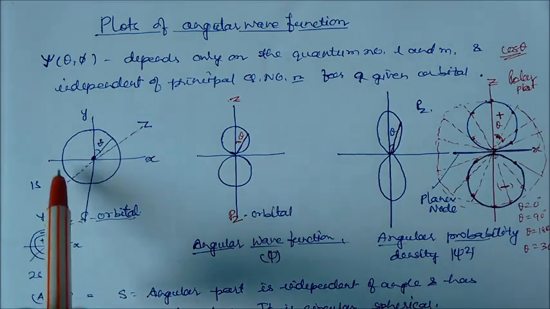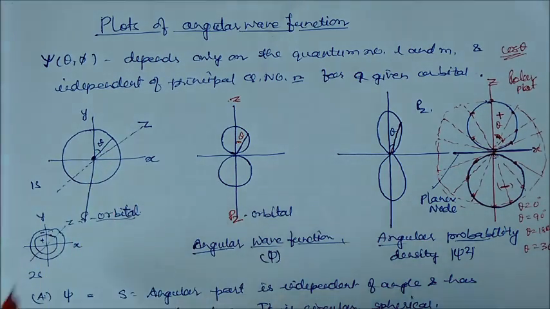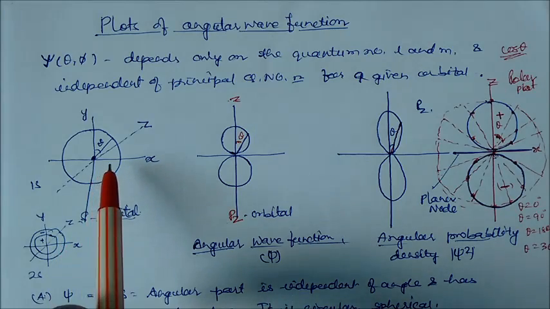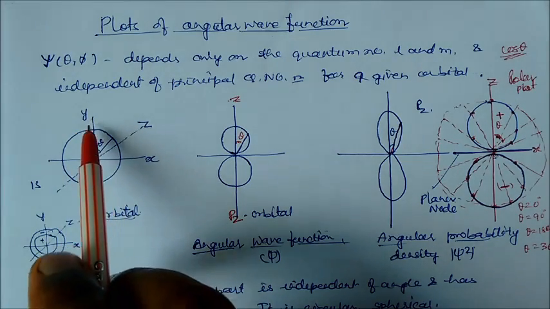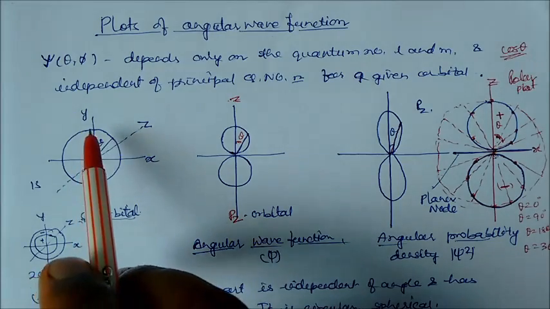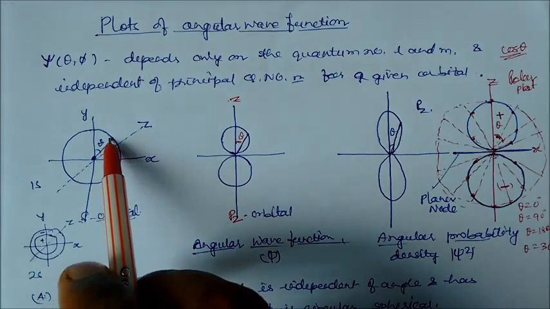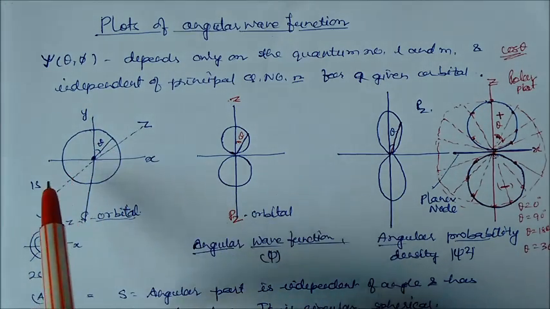So in the case of s, what happens? You can see this is the graph, a spherical graph. This comes from mathematical calculation. So we can see here the s orbital looks like this. This is the theta, this is the angular momentum, so l is there, and this theta becomes a graph like this.